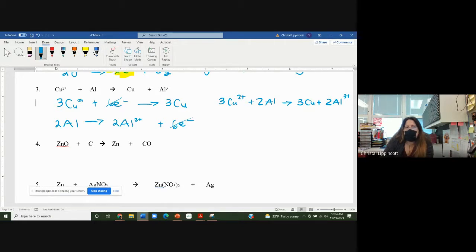Because see, this appears to be balanced up here, but it's not because we haven't balanced our charges. So that's why you've got to go through all of this to get to this.